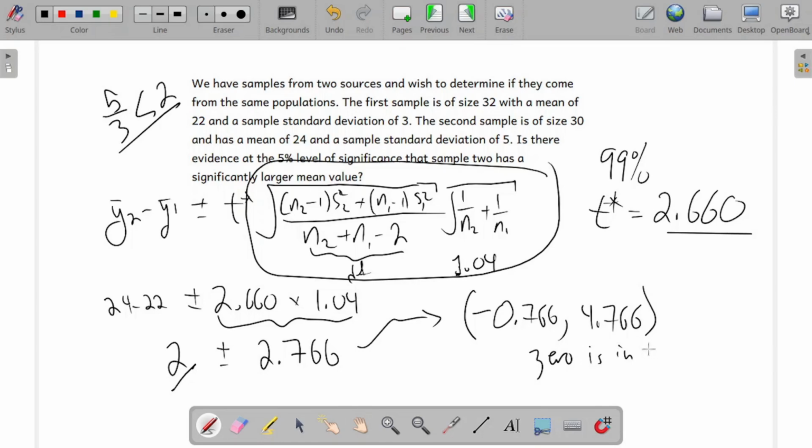And when that happens, this is a fail to reject the null hypothesis conclusion in context of a hypothesis test. Let me finish writing this word out here.